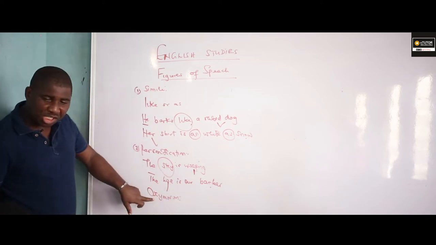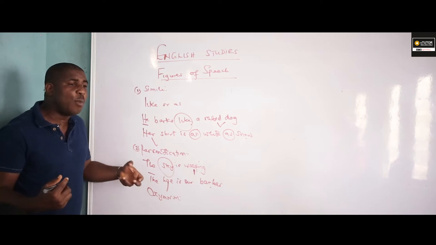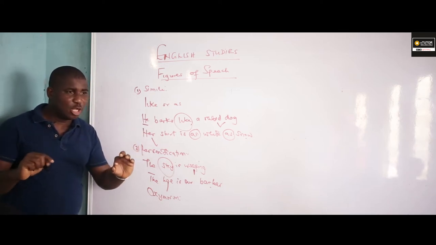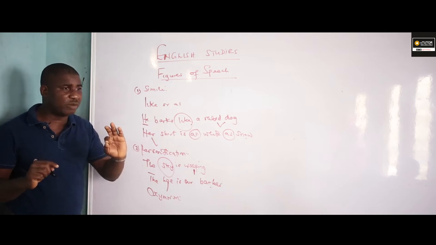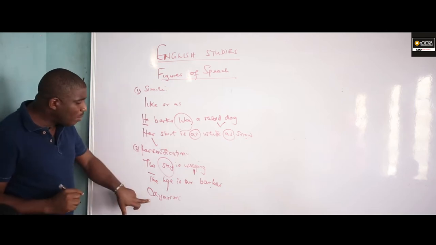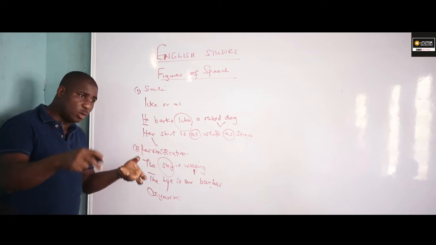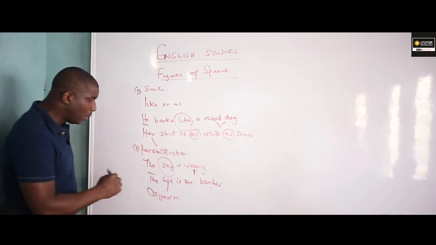This is a figure of speech in which two opposing words are placed side by side to create a sharp contrast. To create what? A sharp contrast. Oxymoron is the juxtaposition of two contradicting words. Example, what's the name?